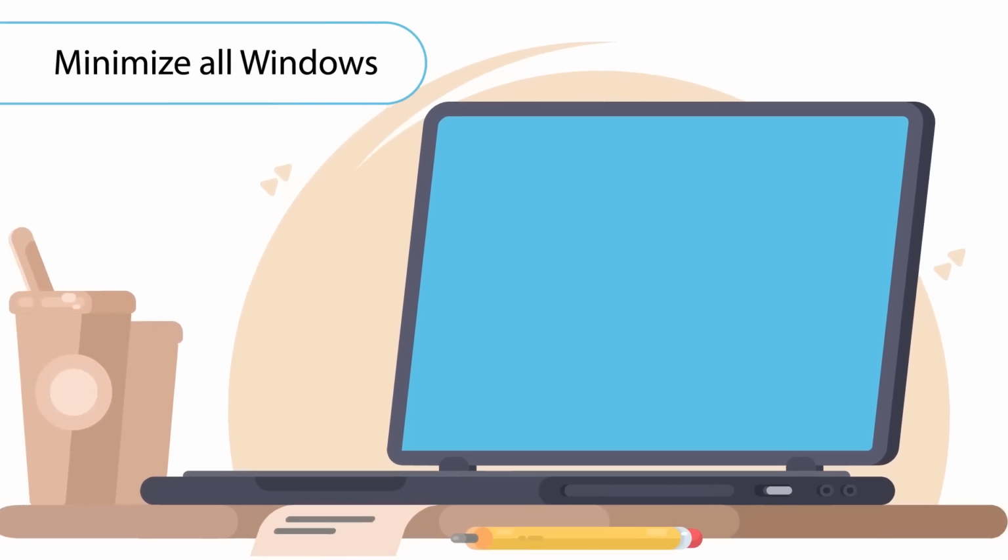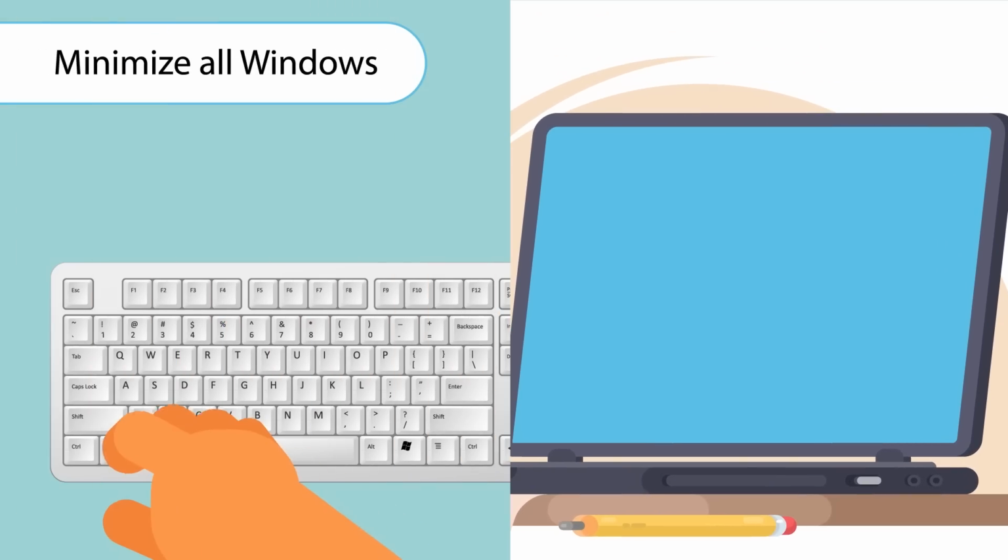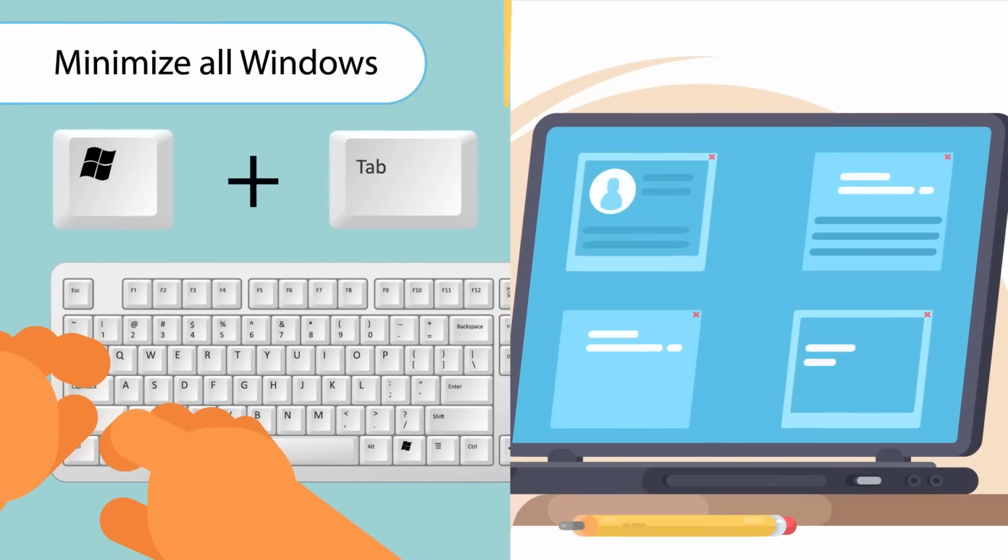Minimize all windows. You can see all your windows as small screens on your desktop if you press the Windows key plus the Tab key.